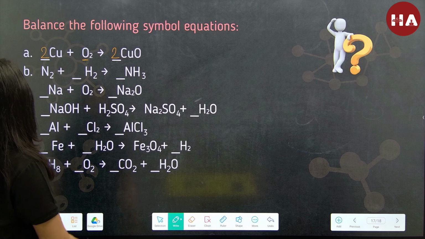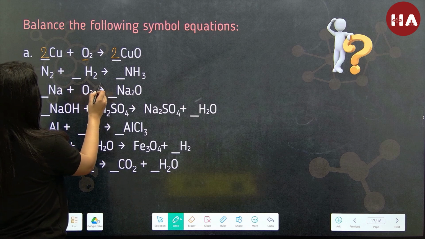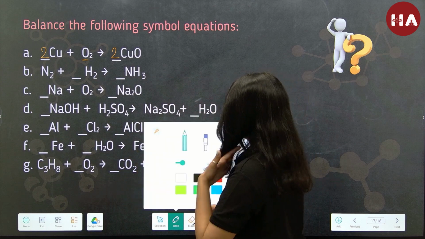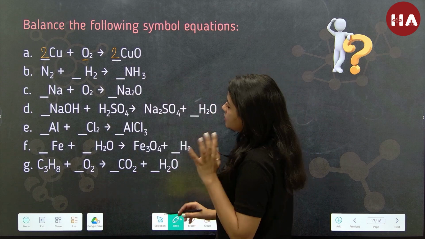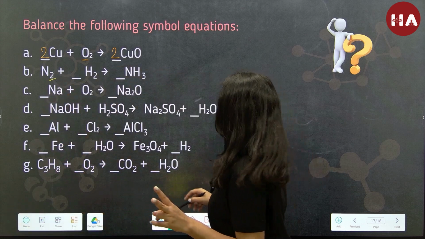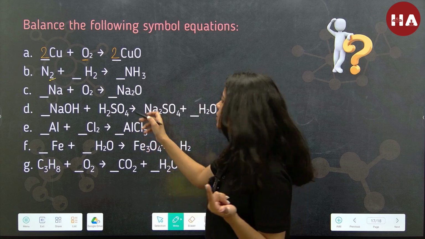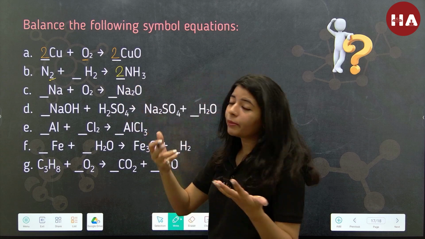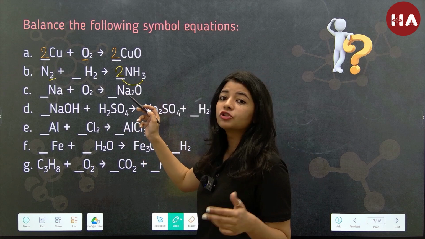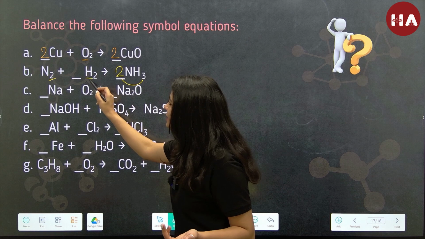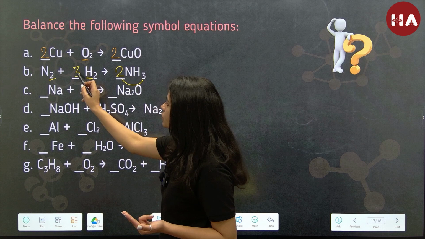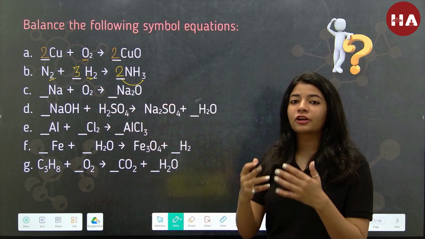Next, let's check. N2 reacting with H2 gives NH3. So here ammonia is being formed. How many nitrogen atoms can you see over here? 2, right? In total 2 nitrogen atoms are there. Here you can see only 1, so let me add a 2 over here. Now how many hydrogens do I have in the product side? Simply 2 times 3, which is 6. So to make this hydrogen 6, what do I do? I add a 3 over here. Now 3 times 2 is 6. Now this reaction is balanced.